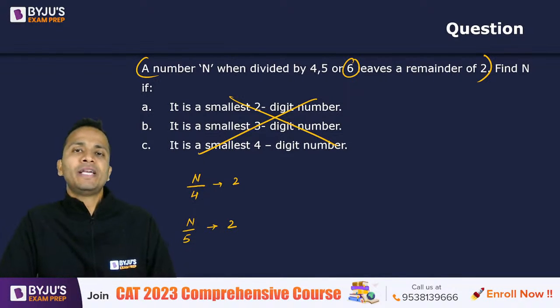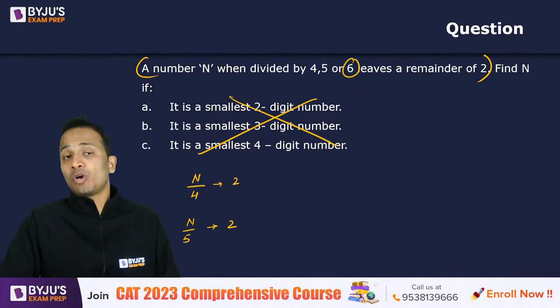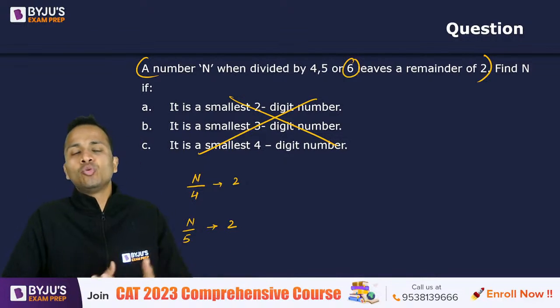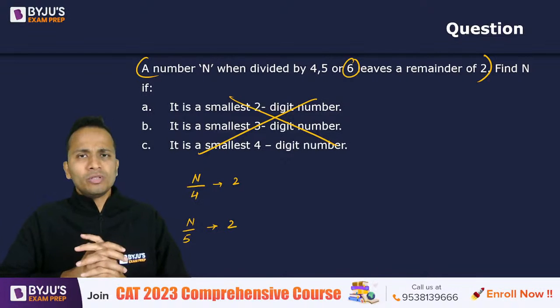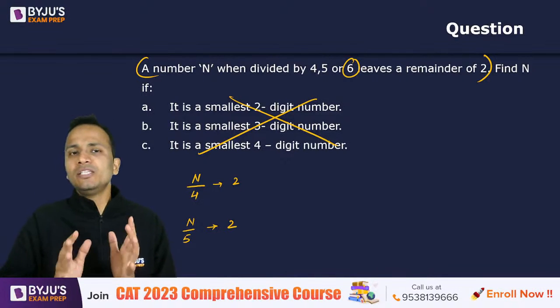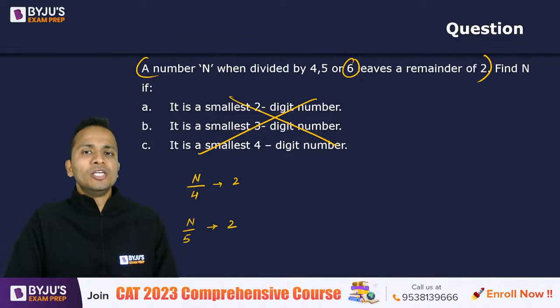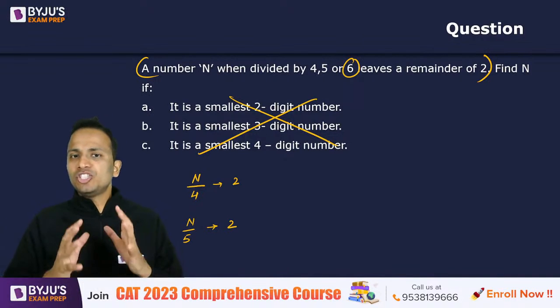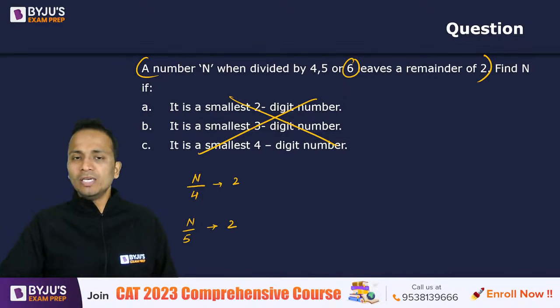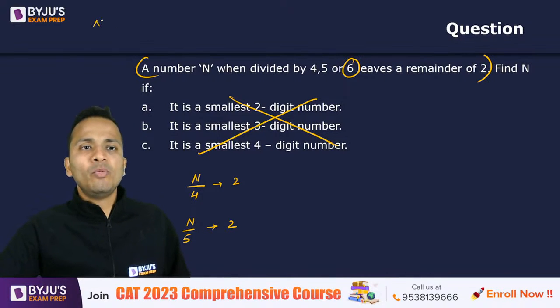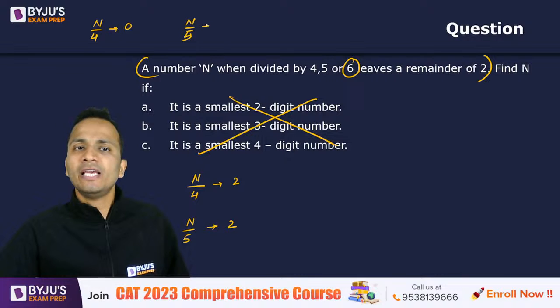Now we have to find out the number, probably the smallest number, smallest 2-digit number of this type, smallest 3-digit number of this type. So there can be multiple possibilities of this number. Okay, so we just need to find out the generalized form of this number, right? Now if I'll say that number when divided by 4, the remainder is 0. The same number when divided by 5, again the remainder is 0.